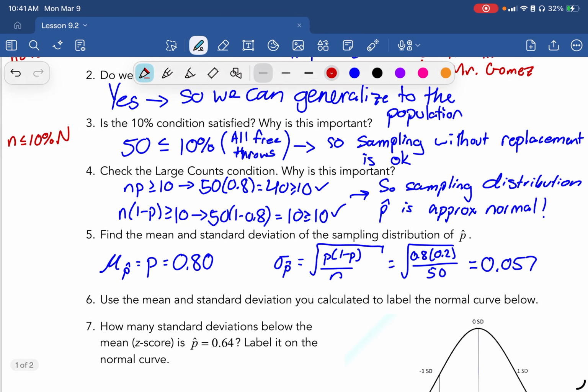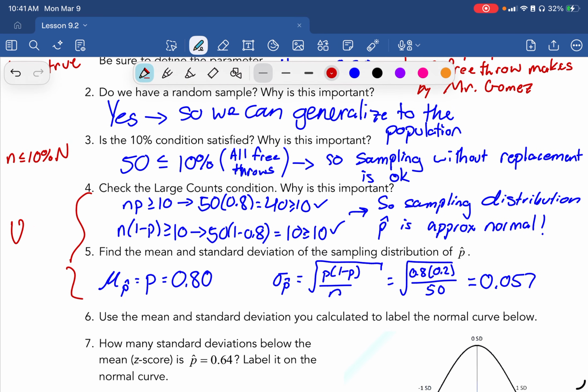Okay, your note here on 4 and 5: use p, not p hat.